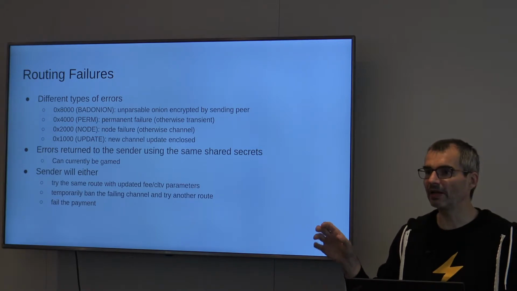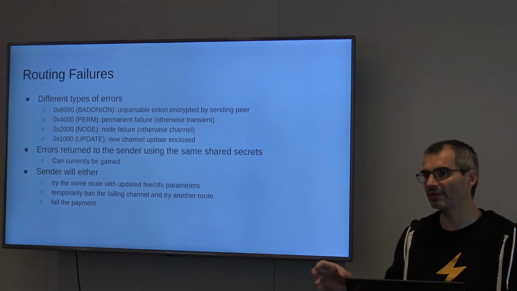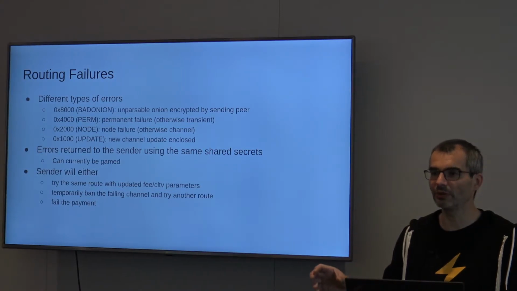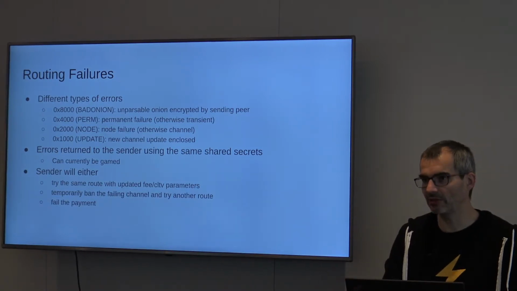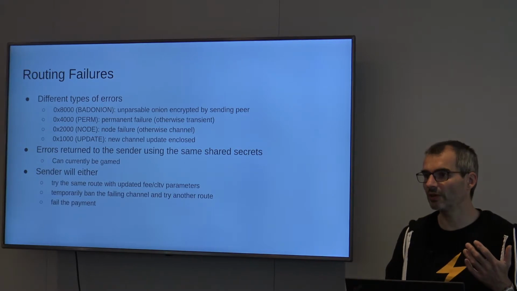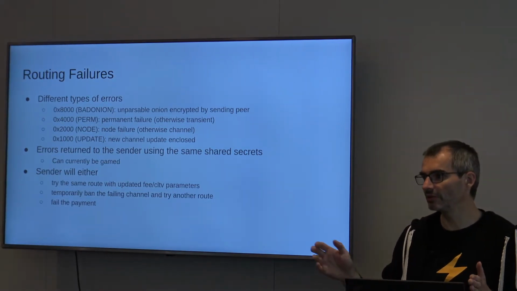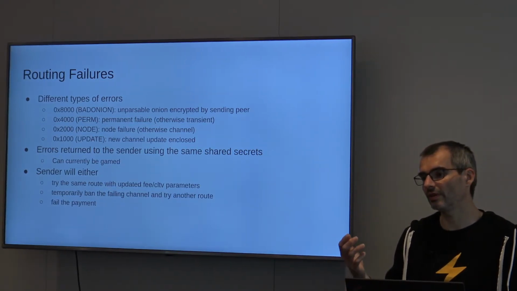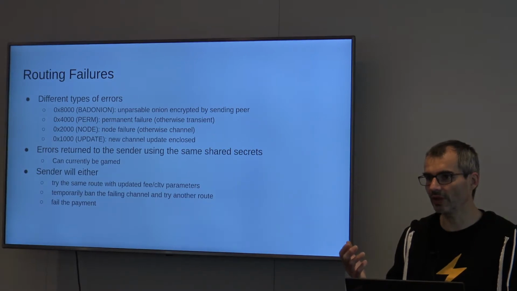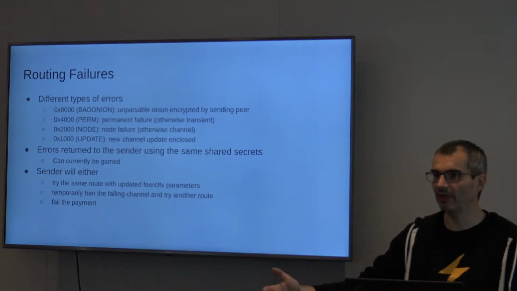And you can ban channels for a short while when you have temporary errors, or you can just remove channels from your local view of the network when you have permanent errors. But this has an impact on UX because every time you retry, it takes a few seconds basically to compute a new route and retry the payment. So if your view of the routing table is too old, too outdated, you will get new information as it fails, but it's really bad UX.